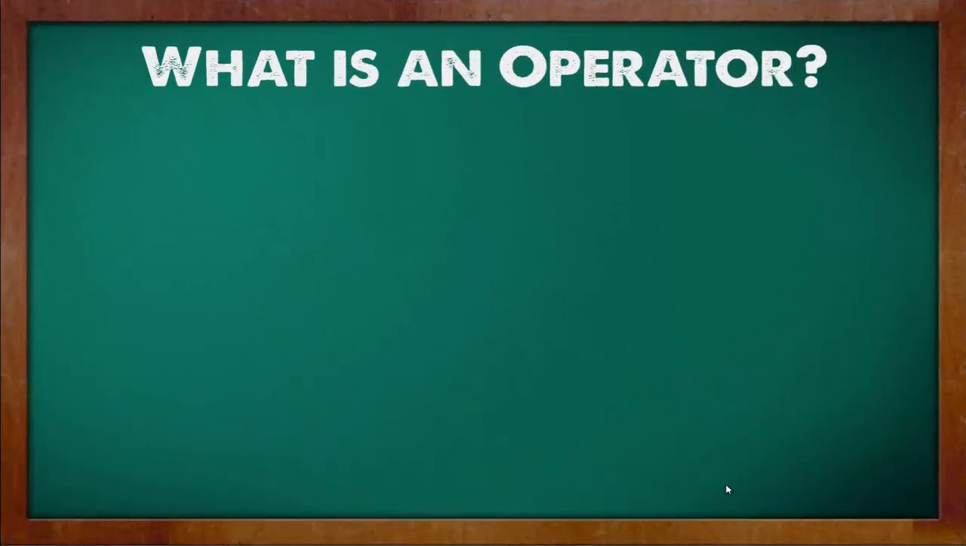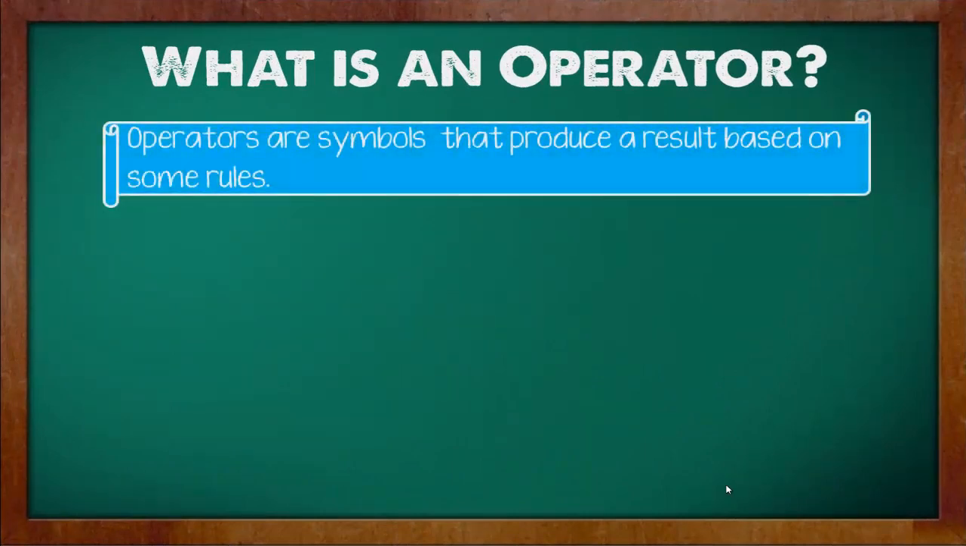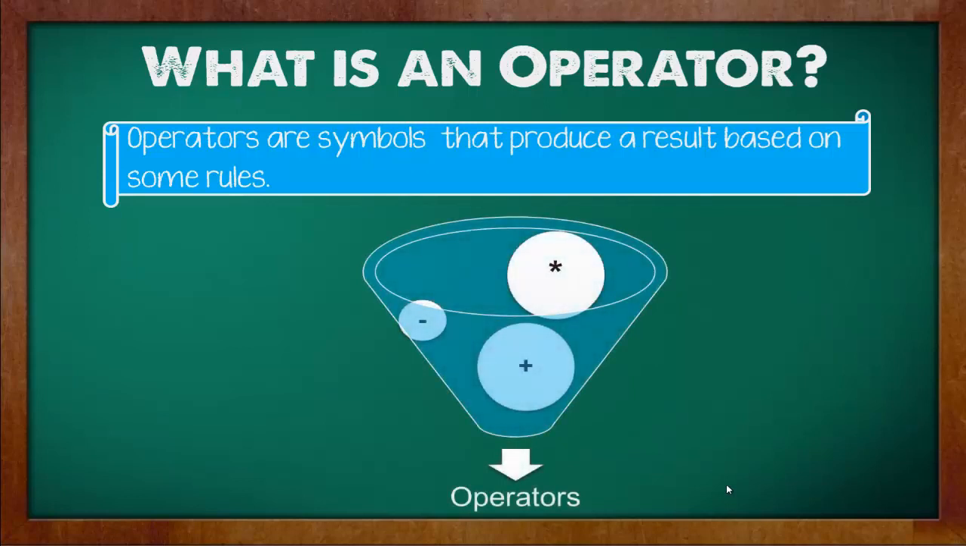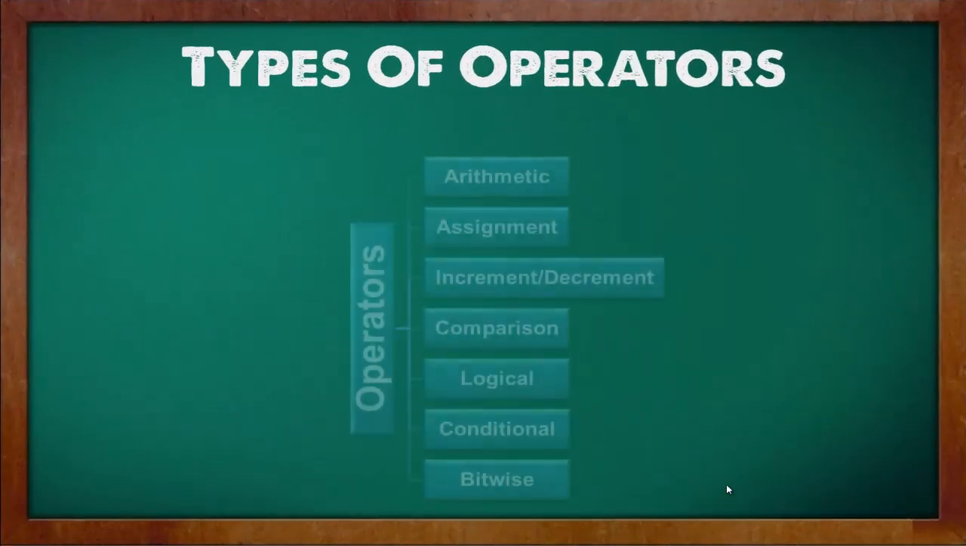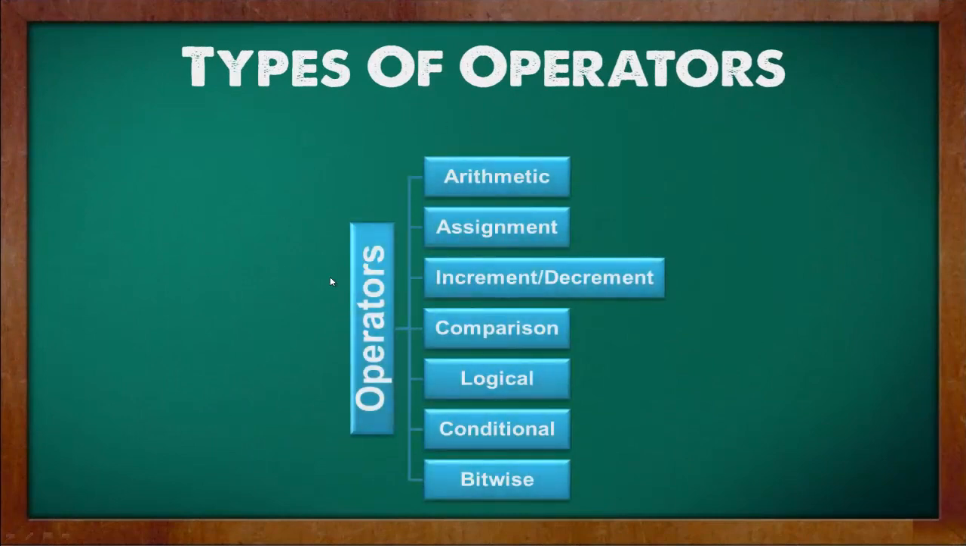First we'll start with what is an operator. An operator is like a symbol. If you take any operator, an operator helps us in developing an expression, evaluating an expression. That is the main use of operators, and it produces some kind of result based on our expression. So we have many kinds of operators, and these are the various categories: arithmetic, assignment, increment or decrement operator, comparison, logical, conditional, and bitwise.